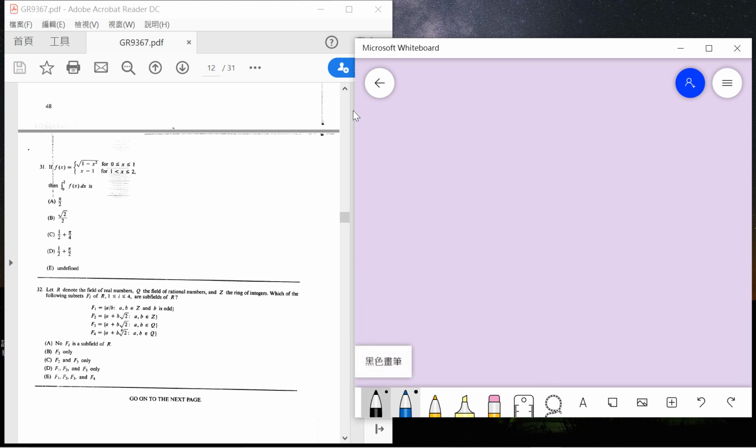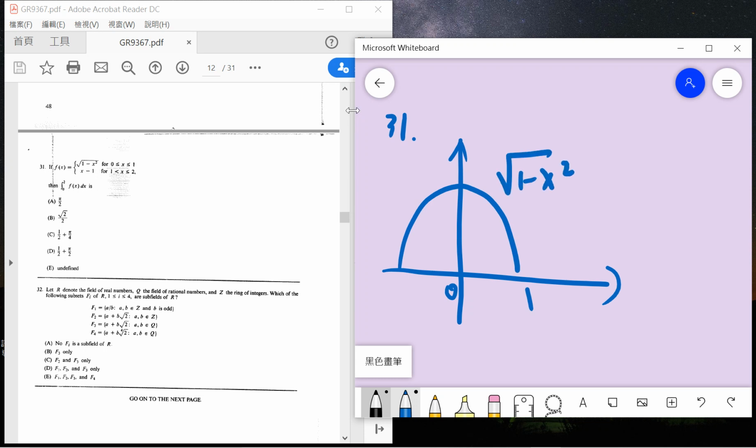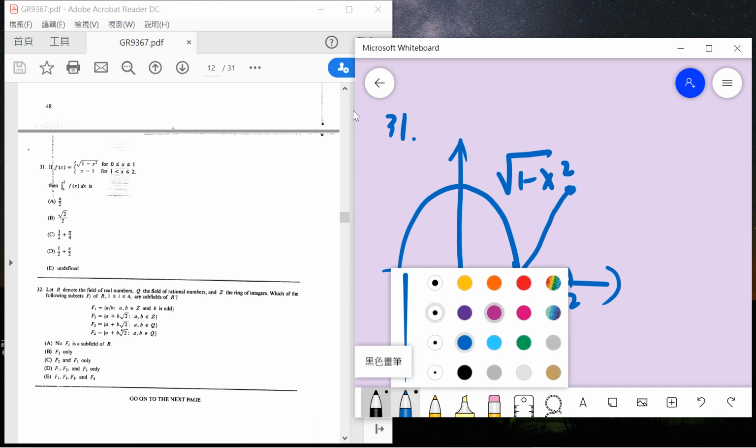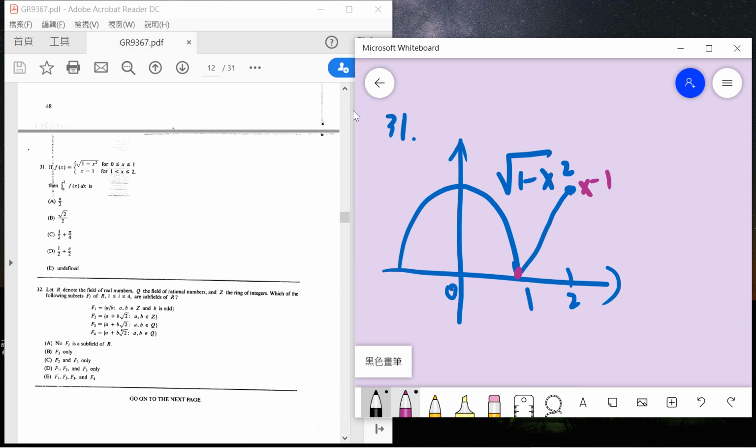Hi guys. So keep solving the Math GRE, 93674. So 31, we give you a graph so that from 0 to 1 this is 1 minus x squared, and from 1 to 2 this is x minus 1. So this is x minus 1, and as you go to the area. So the answer is the 1 over 4 pi times half. Half is the triangular area. So the answer is C.